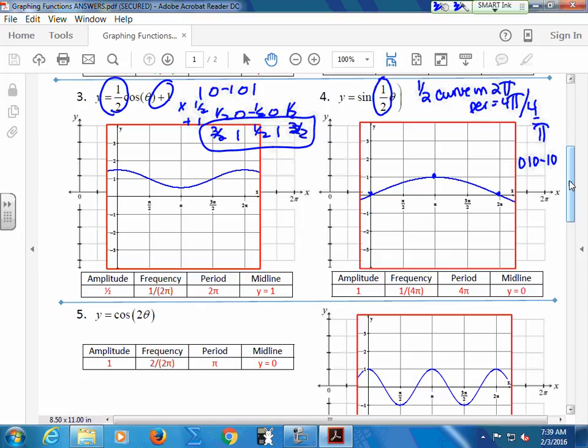And then you just have to follow through. They gave you your frequency of 1. So it's still going 0, 90, 180, 270, 360, or 0, pi over 2, 3 pi over 2, 2 pi. It's still going the same cycle. Questions?